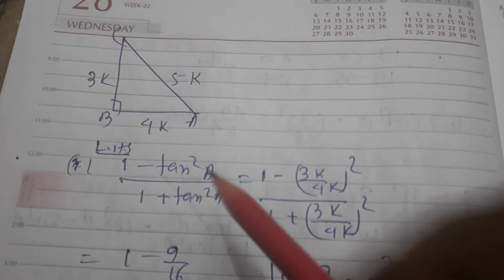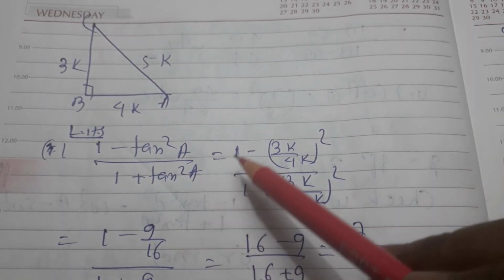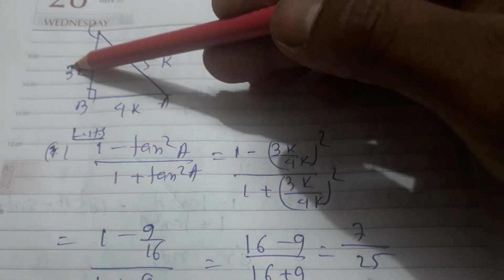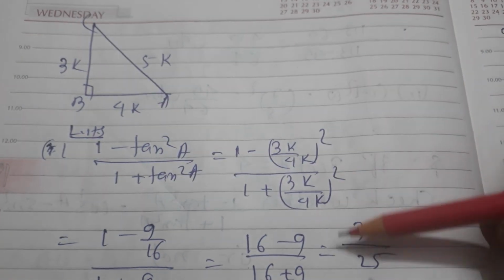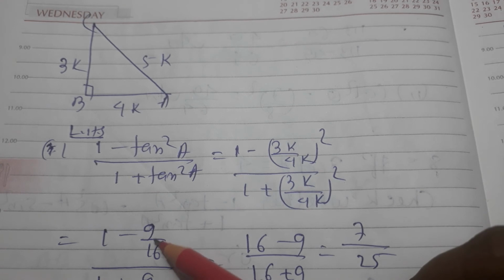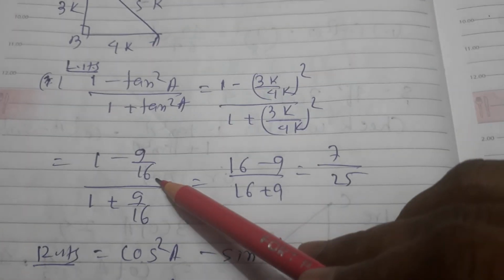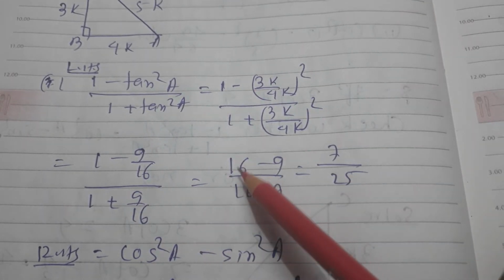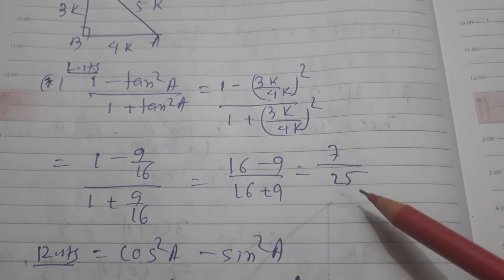Now LHS, left hand side, I have drawn the figure again, equals (1 minus tan square A) by (1 plus tan square A). Tan is P by B from this respective angle A, this is P, this is B. So 1 minus 3k by 4k square, and here 1 plus 3k by 4k whole square. 1 minus 9 by 16 because k cancels, 1 plus 9 by 16. 16 is the LCM of both numerator and denominator and they cancel. So here 16 minus 9, here 16 plus 9. That is 7 by 25.